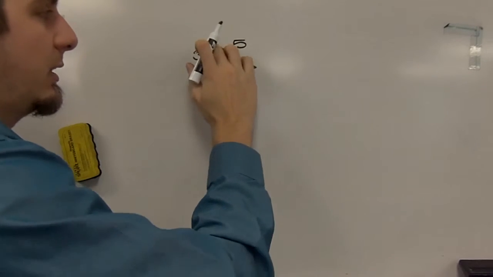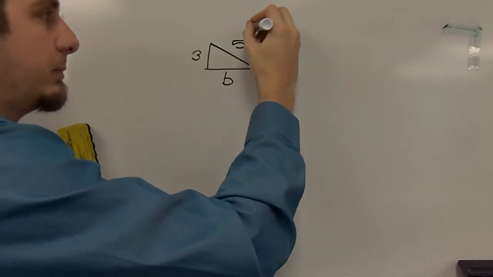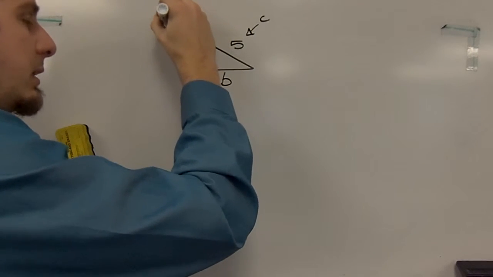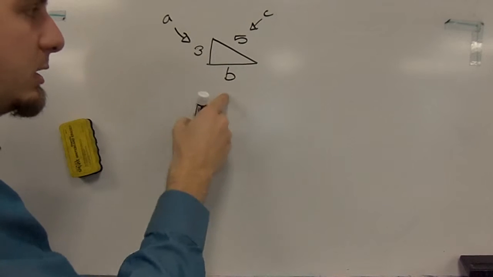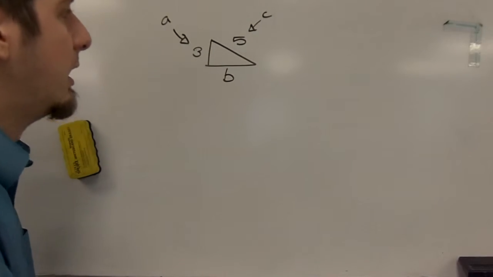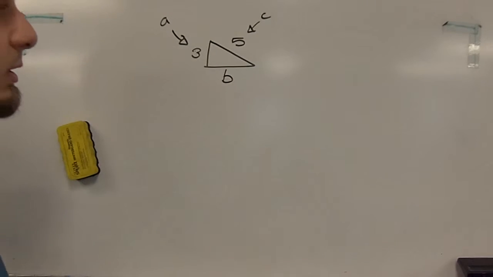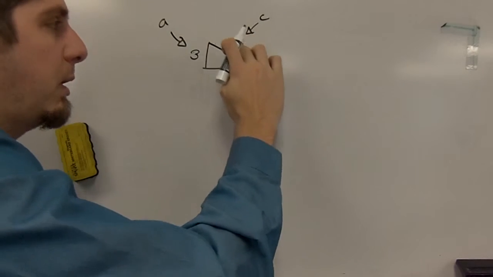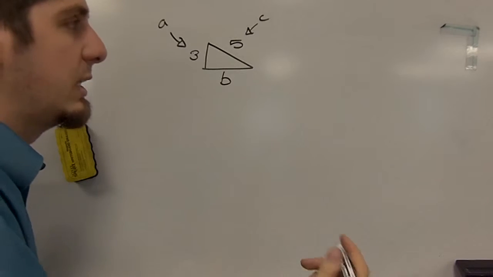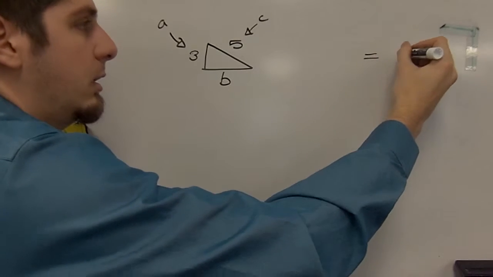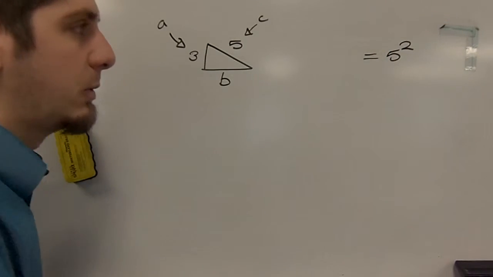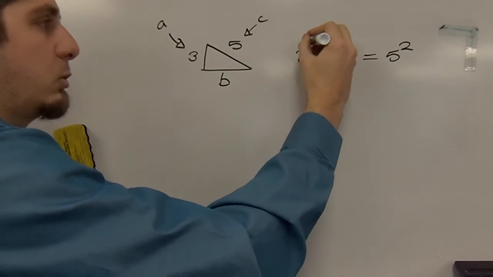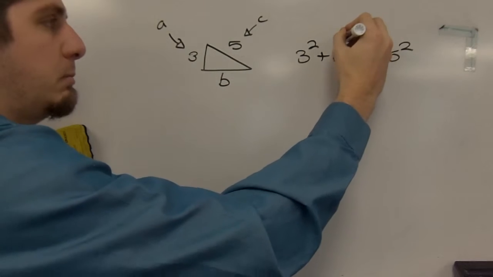Now in this case, the hypotenuse is always C, and the legs are always A and B. A lot of people interchange the A and B. It doesn't matter which one's A, which one's B. I always like to put A up on the top piece. But the hypotenuse here is always your C length. It's always by itself over here. It's always C squared when you're plugging things into your formula. So then we would have 3 squared plus B squared.